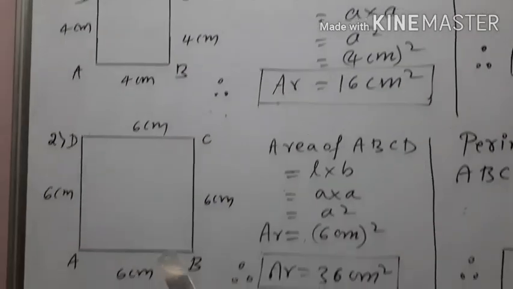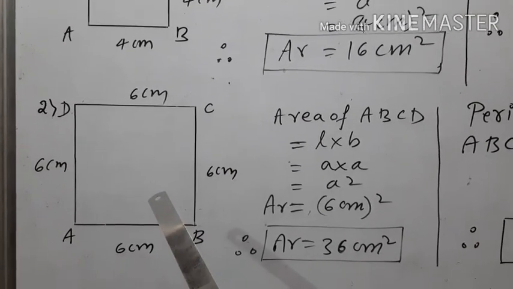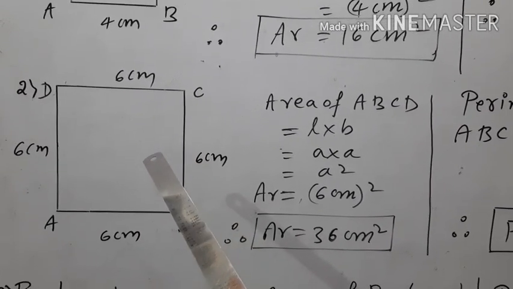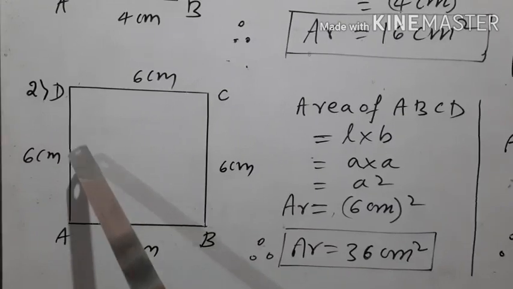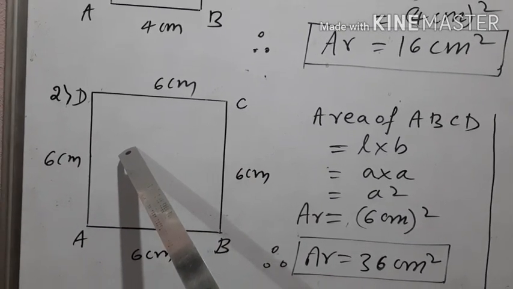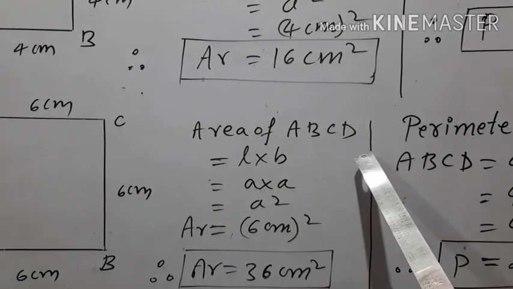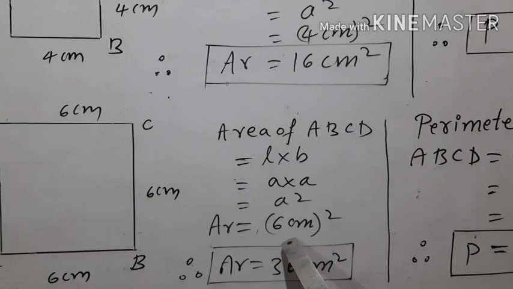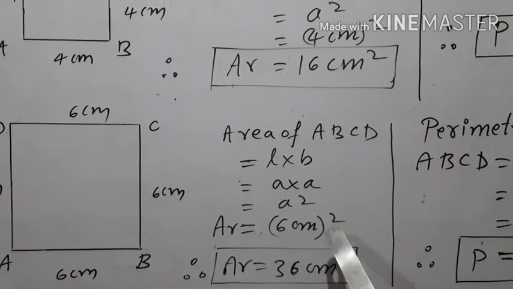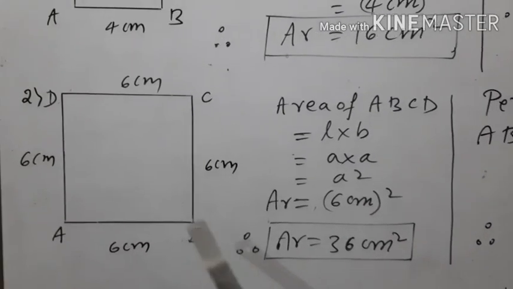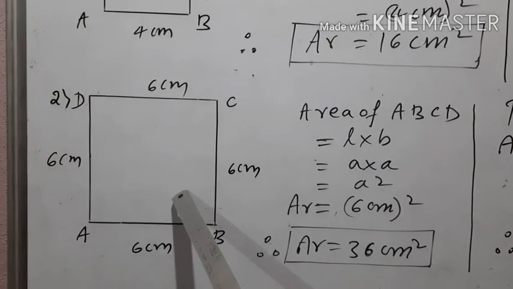Look at the second example. It is a square of 6 centimeter. To find the area means the place covered by this should be found. Here, the area of the square is A square. Where there is A, you put 6 centimeter. 6 into 6 is equal to 36 centimeter square. That is the area of this square.